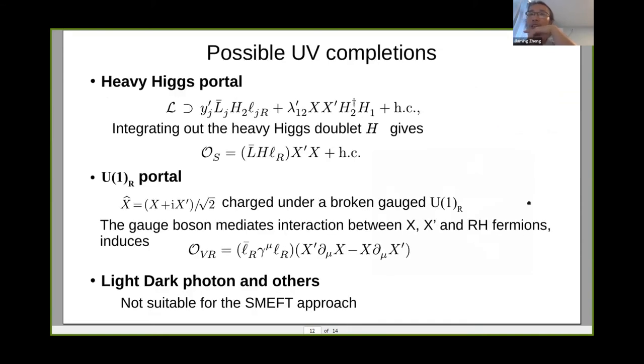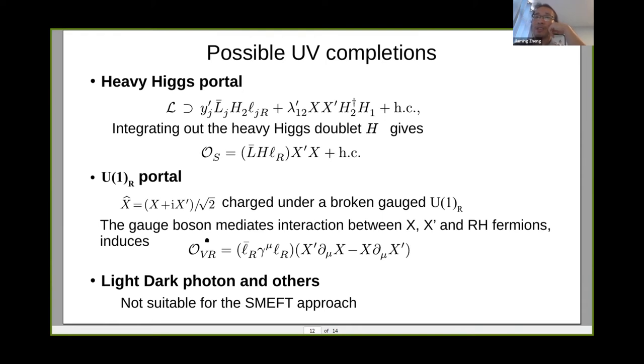So we have seen that there are two surviving operators. And the next question to ask is whether they can actually be UV completed, because we know that usually UV completions face more constraints than effective operators. And actually we found that these operators can have rather simple UV completions. So for the scalar contact interaction, it can be mediated via a heavy Higgs portal. Namely, if the leptons and the dark matter both couple to a heavy Higgs doublet, then by integrating out the heavy Higgs doublet, we get this scalar effective operator automatically.